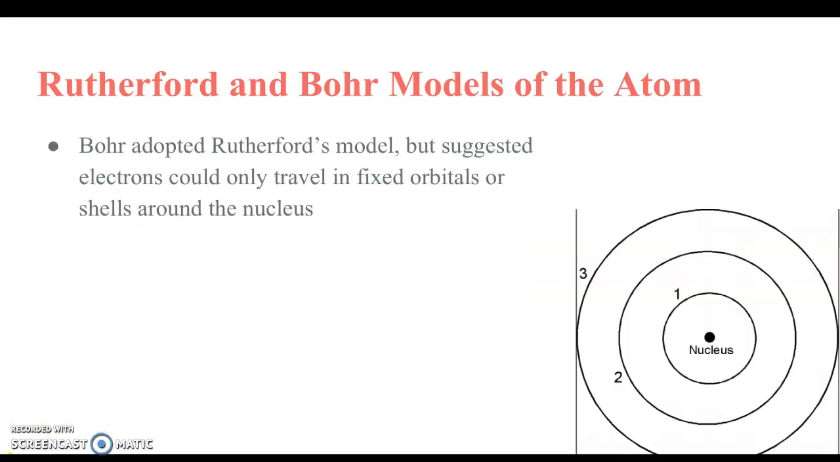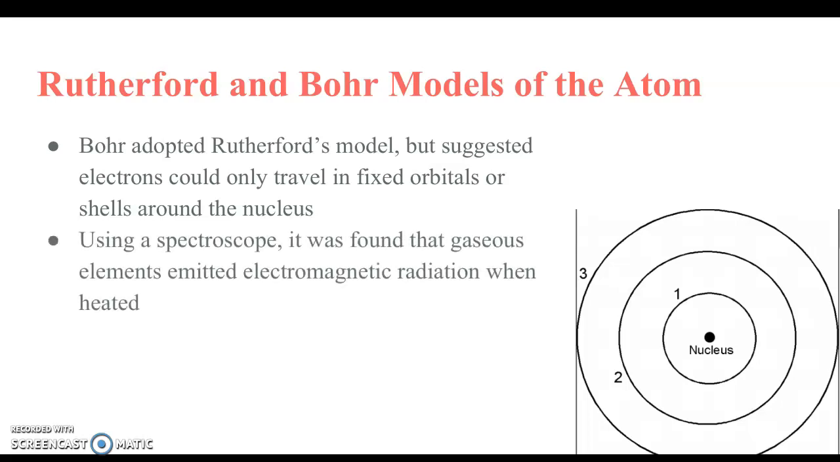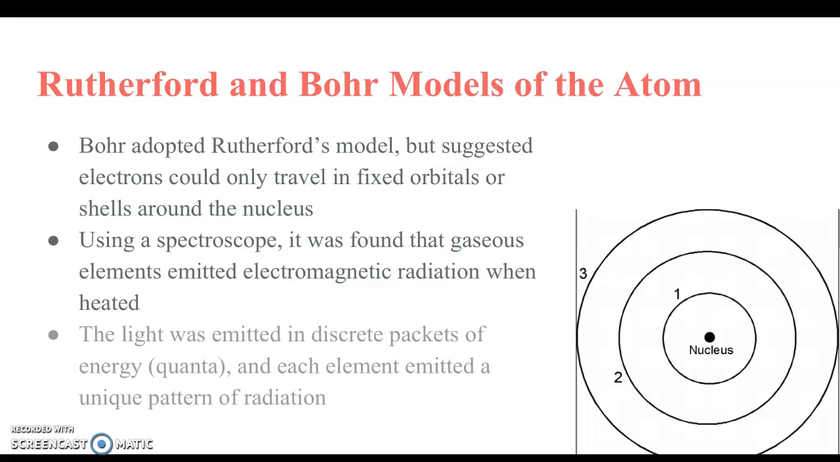So continuing, Bohr adopted Rutherford's model, but he made a few tweaks to it. First, he suggested that electrons could only travel in fixed orbitals or shells around the nucleus. The term we use nowadays is shells. He used a spectroscope with gaseous elements and found that they emitted a certain amount of electromagnetic radiation. The light was emitted in discrete packets of energy called quanta, and each element emitted a unique radiation pattern.